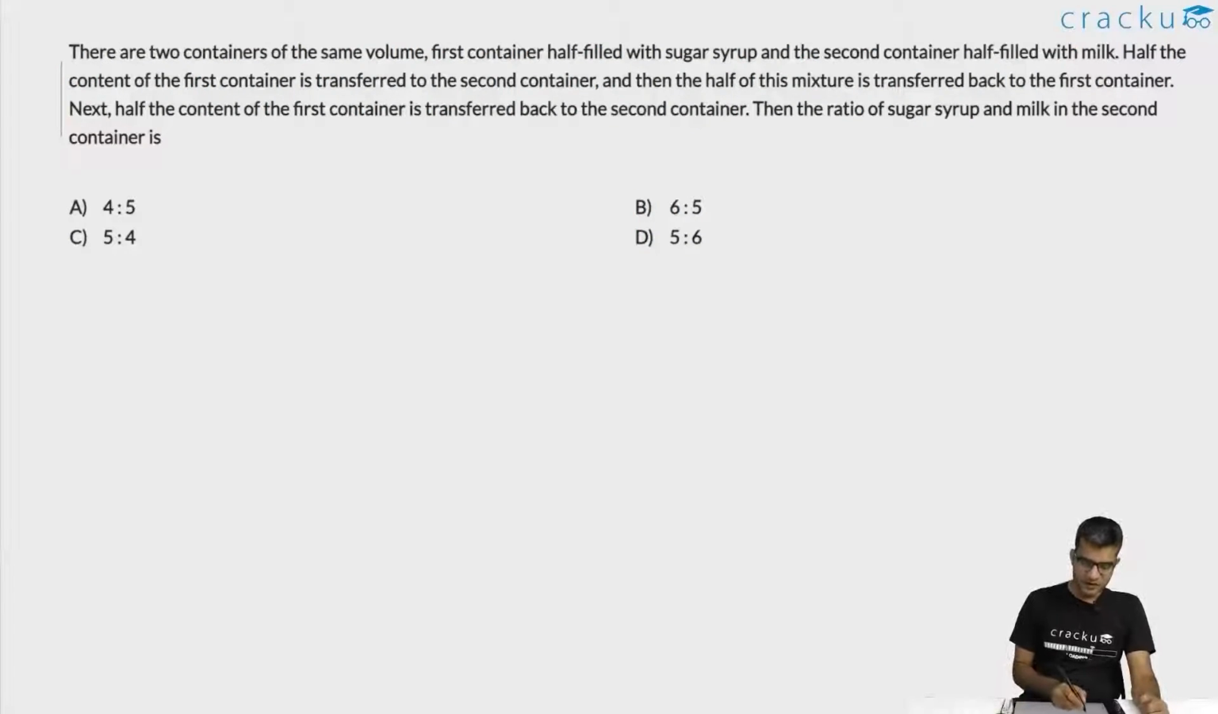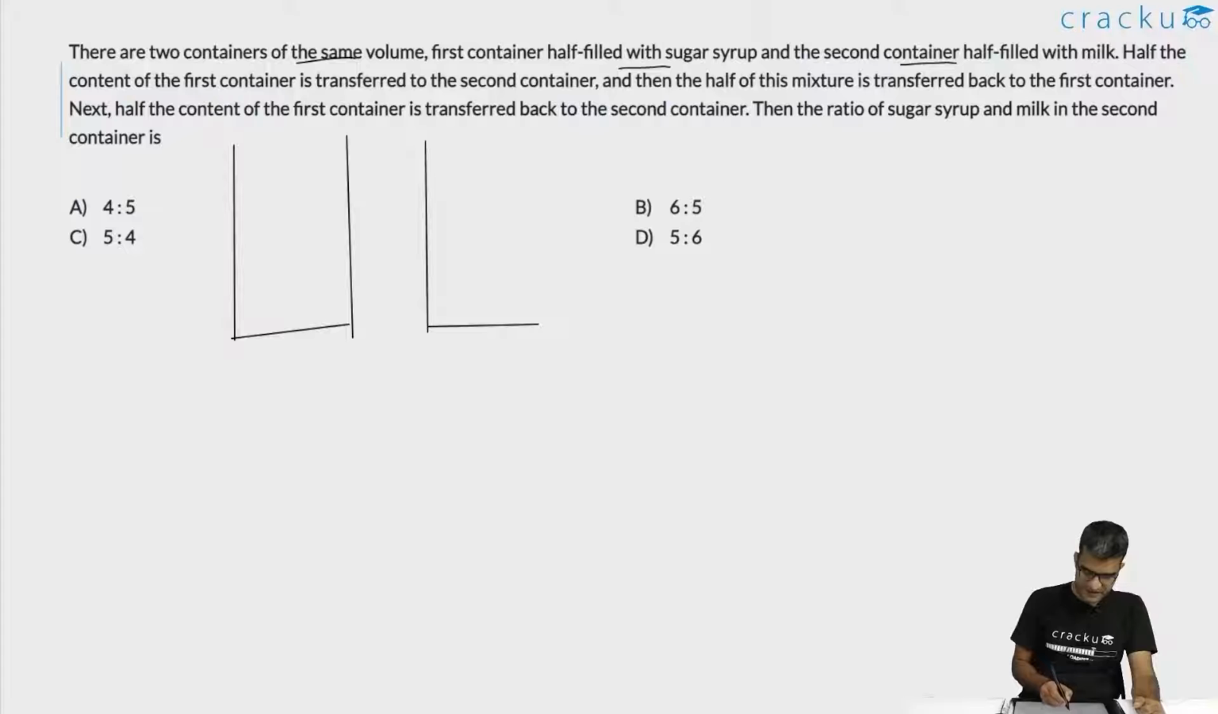In this question, we are told that there are two containers which have the same volume. The first one is half filled with sugar syrup and the second one is half filled with milk. Let us assume that the volume of the first container, which is equal to the volume of the second container, is equal to 100x. Both of them are half filled. So the first one has 50x, this is sugar syrup. The second one has 50x, this is milk.